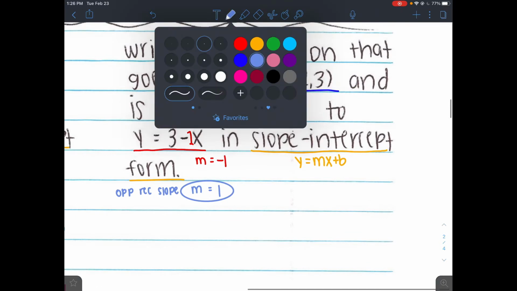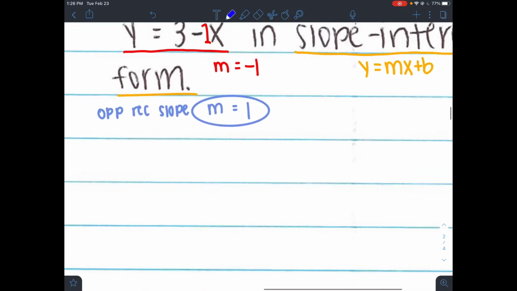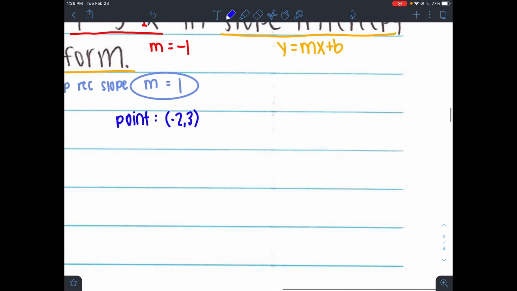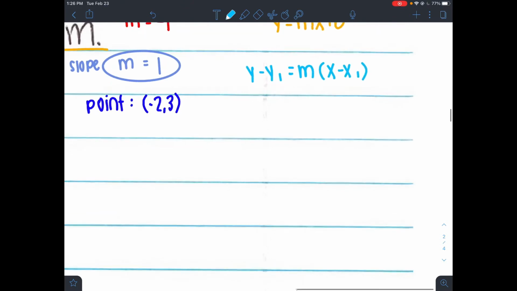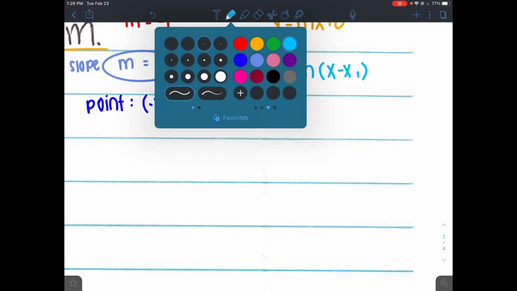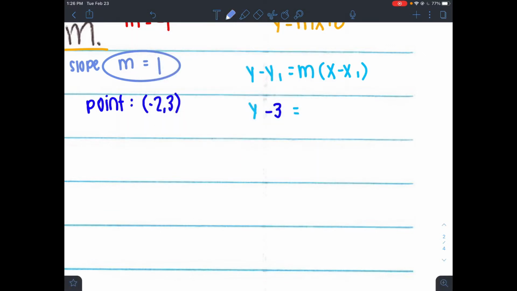Do we have our point? Yes, we do. Negative 2 comma positive 3. So our point here is (-2, 3). And then we're going to use point slope form again. y minus y1 equals m times x minus x1. And then we're going to plug in our information. So this is y minus 3 equals our slope of 1, times x plus 2.